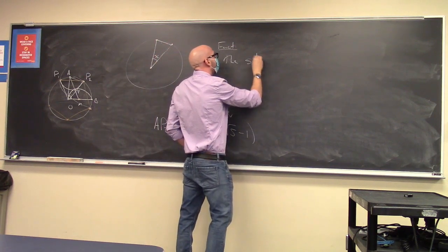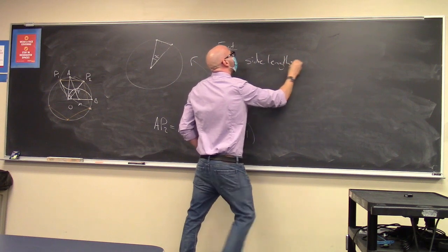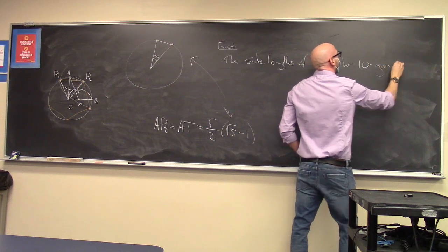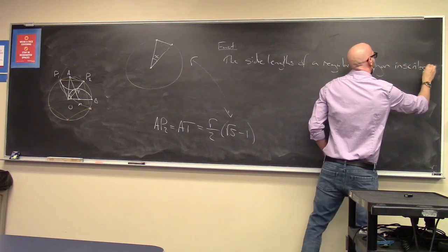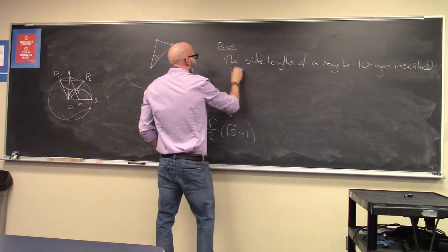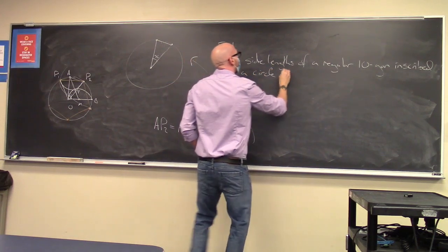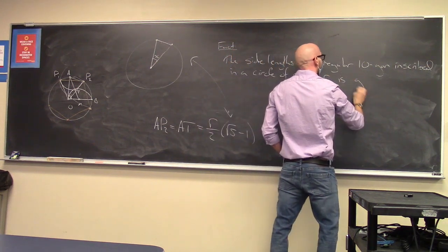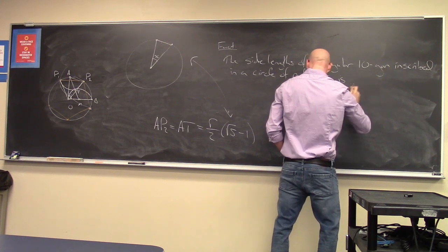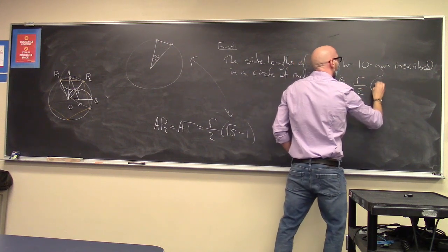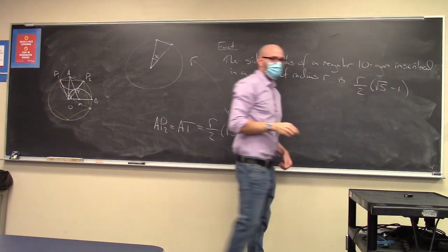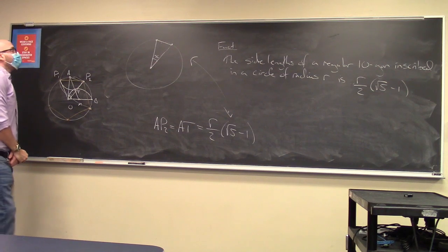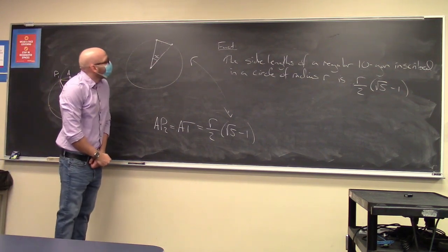The side length of a regular tengon inscribed in a circle of radius r is given by, let's just say is, r over 2 times square root of 5 minus 1. Not too hard to do.